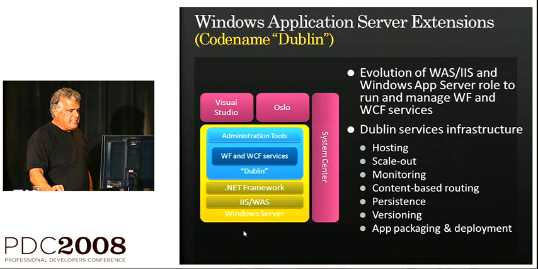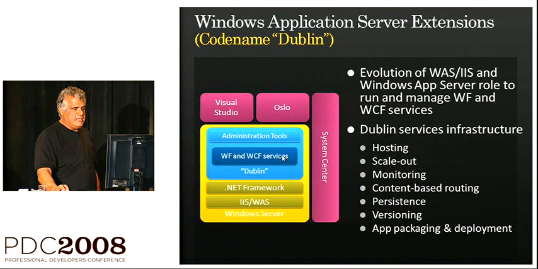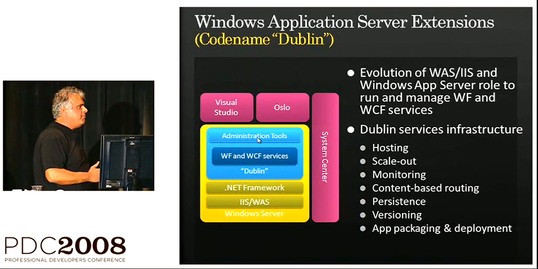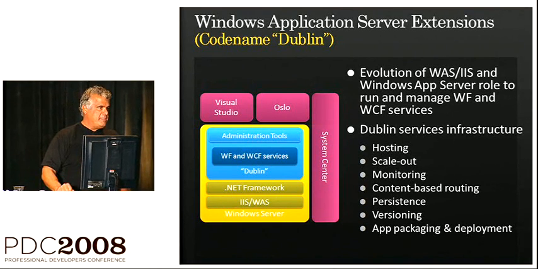So Dublin is sitting as part of Windows Application Server, Windows Server, right? On top of WAS and IIS, using the .NET framework, and it helps you to host those services. We give administration tools, we give monitoring, we give persistent services, we give versioning. So for you, just focus on what you really need to do. Build the services that help your business and deploy them into the Dublin server on-premise.